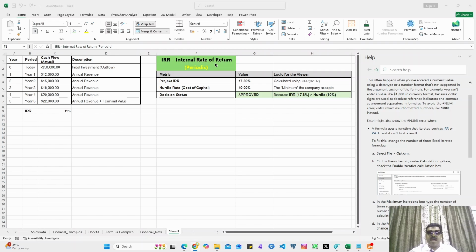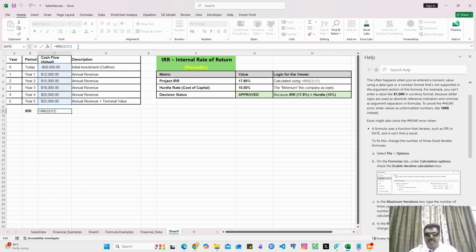The periodic IRR function in Excel assumes your cash flows occur at regular equal intervals, typically once a year. It calculates the specific discount rate that makes the net present value of all your cash flows exactly zero.